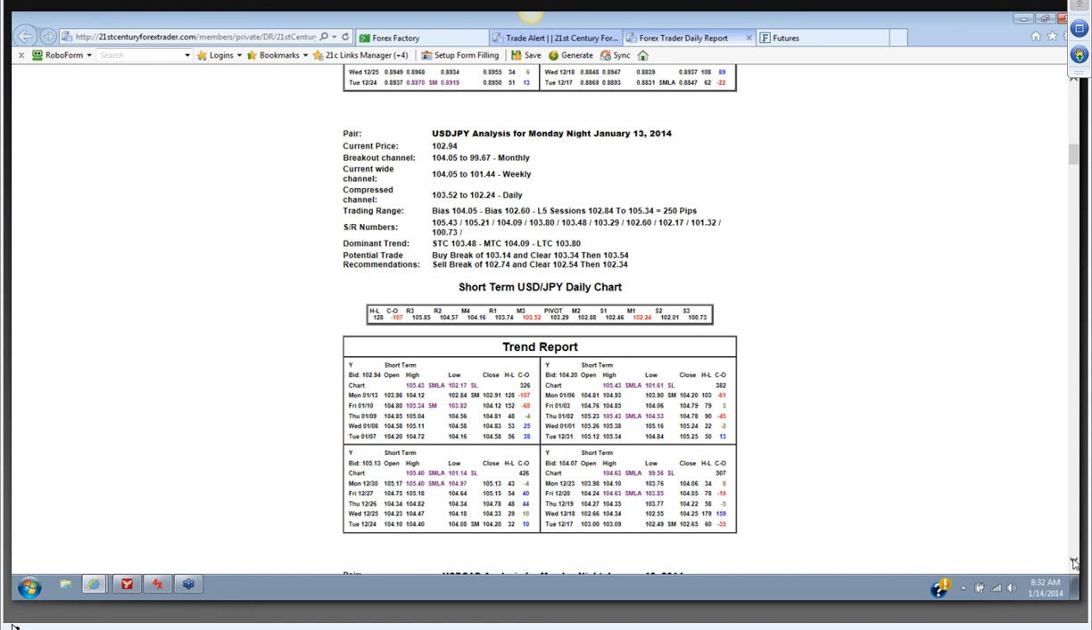And we have a channel top at 103.52 and a channel bottom at 102.24. Support resistance levels, we're trading at 103.70, so we have resistance above us at 103.80, support below us 103.48, and then 103.29. If we break through 103.80, we have 104.09, and then way up 105.21.